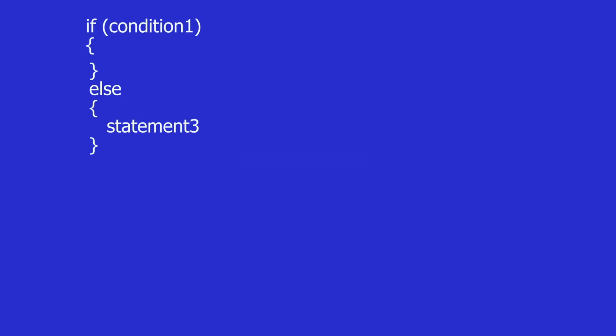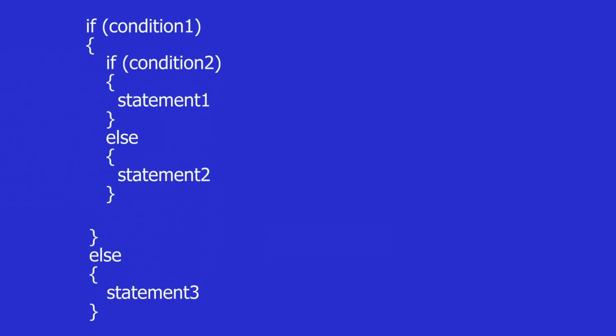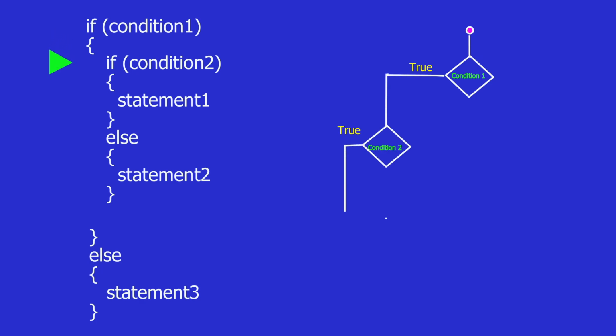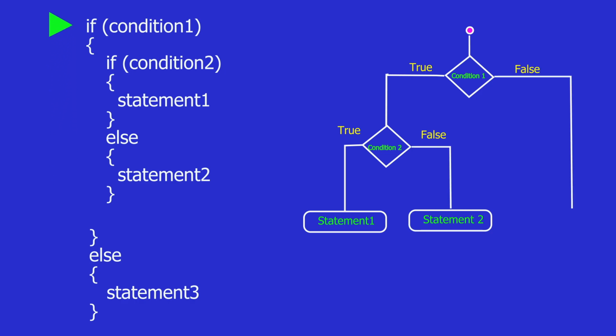We can write an if-else statement inside another if-else statement. This is called a nested if-else statement. If condition 1 is true, then it will check condition 2. If condition 2 is true, then it will execute statement 1. Otherwise, it will execute statement 2. If condition 1 is wrong, then it will go to statement 3 in the else statement. Here also, any one of the 3 statements will be executed.